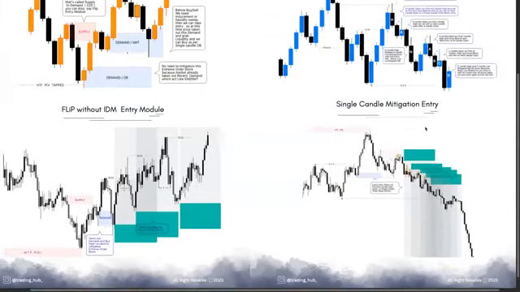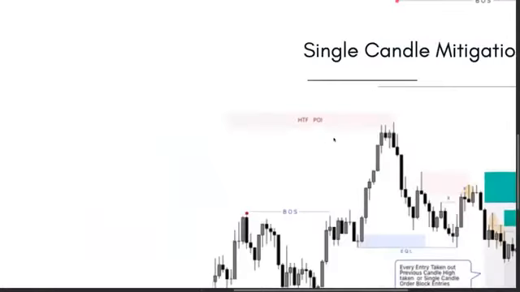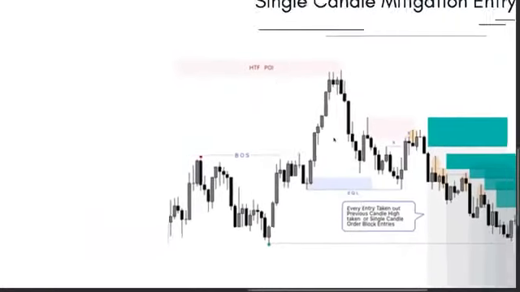Same in a single candle mitigation entry. Which one is here? Right.